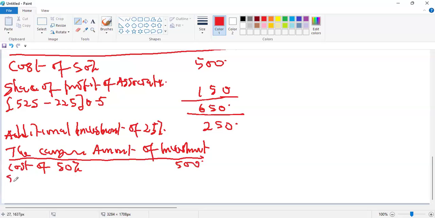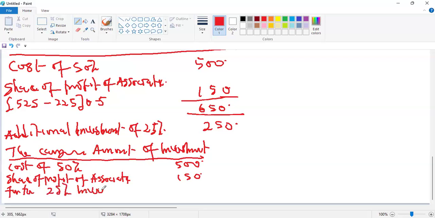The share of profits of associates, 150, and further 25% investments of 250. 900. This is what you were going to see if it's recorded at carrying amount. They can record it either at cost or carrying amount. Some questions will just record it at 750.